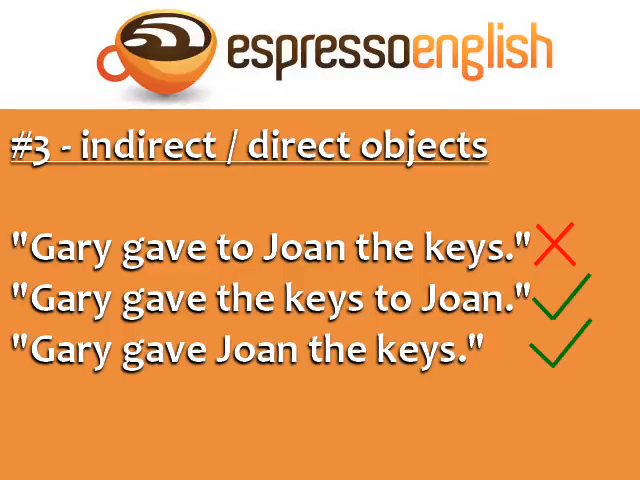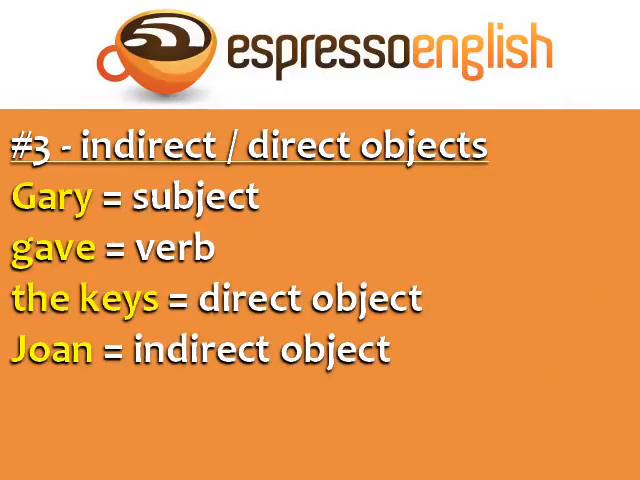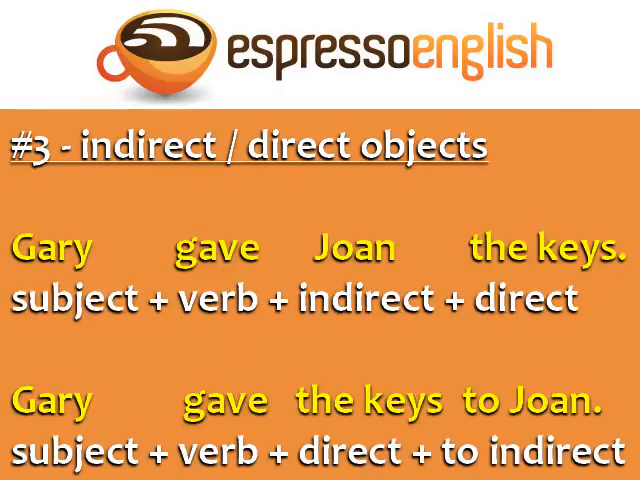Indirect and direct objects. Gary gave to Joan the keys is incorrect. The correct sentence is, Gary gave the keys to Joan, or Gary gave Joan the keys. Let's look at the parts of this sentence. Gary is the subject, gave is the verb, the keys are the direct object, and Joan is the indirect object. In English, we can form the correct sentence in 2 ways.